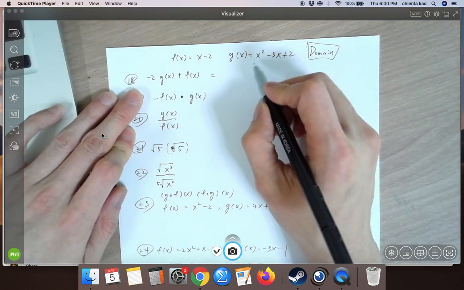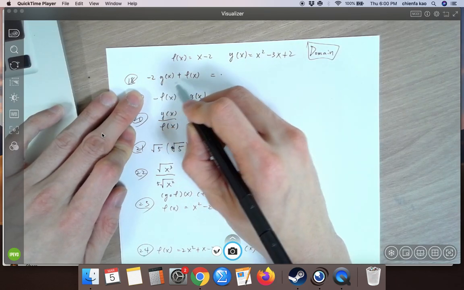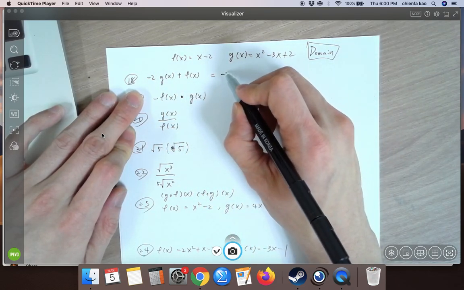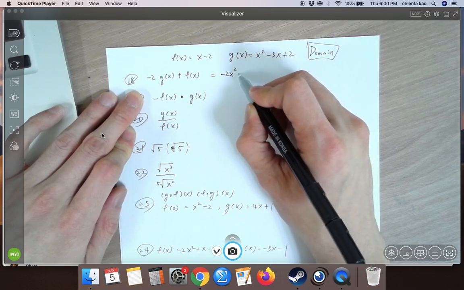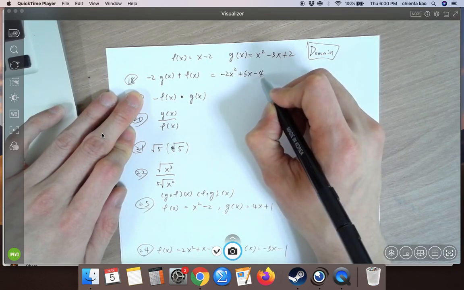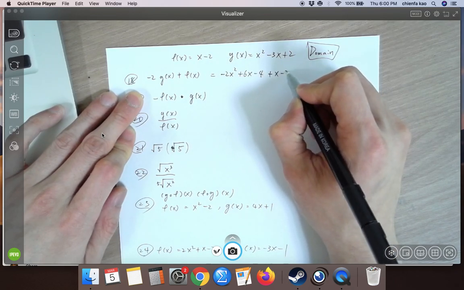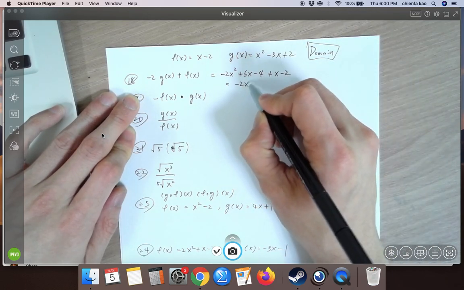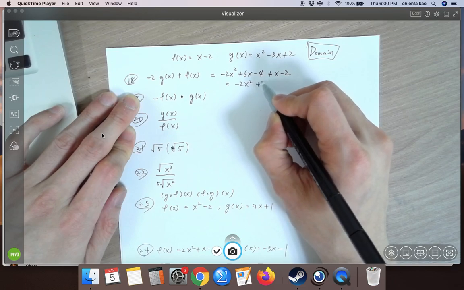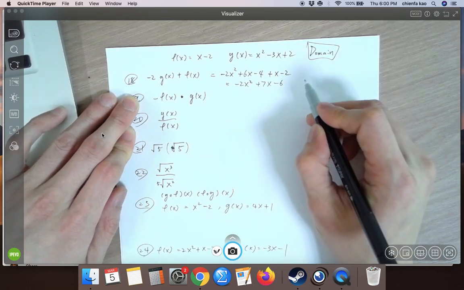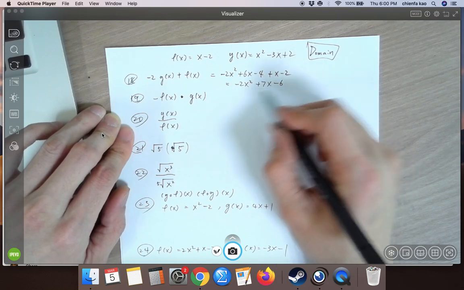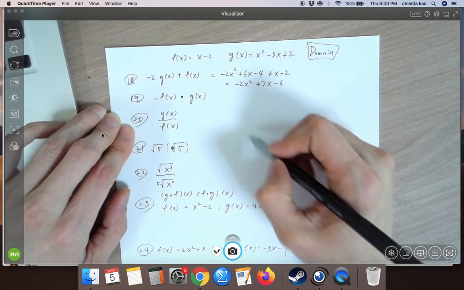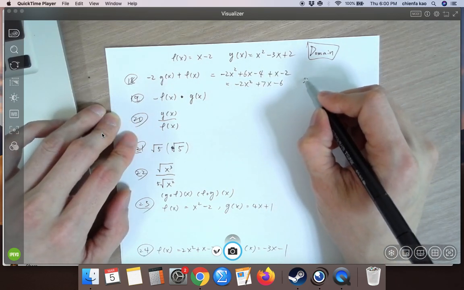Okay. So times -2, and then all right, the domain for this is obviously every single number. It's a parabola, so it has to be every number.